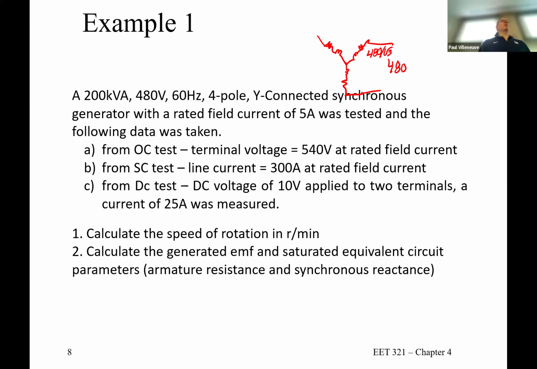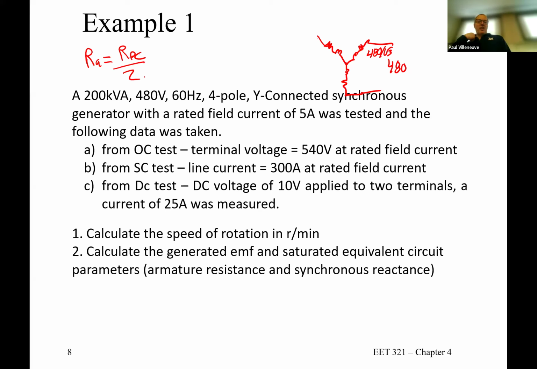Across the individual equivalent circuit is 480 divided by square root of 3, if that's what it's operated at. So the other thing that it needs to calculate or help us calculate is RA. What is RA equal to? RDC divided by 2. Very good.